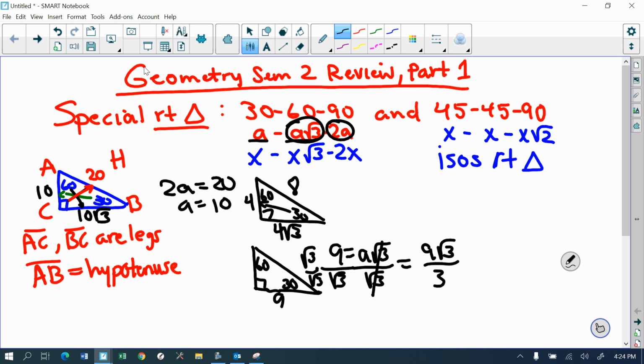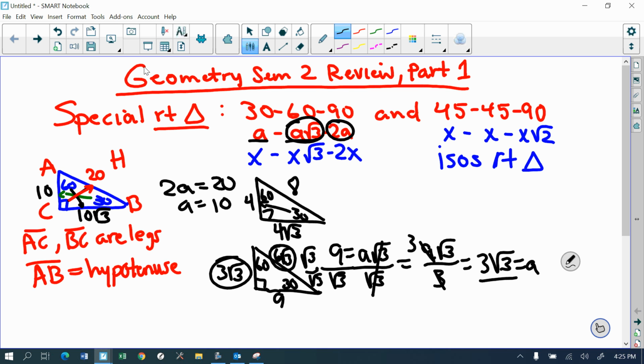You've got to remember from Algebra 1, root 3 times root 3 is 3. We've already gone over this earlier when we did our radicals. This is not simplified all the way. 9 divided by 3 cancels 3 times, so it's 3 root 3. That's what a equals, so I would put that on the a side. On the third degree side, 3 root 3. And then lastly, I take that third degree side and double it. So 3 times 2 is 6 root 3 for the hypotenuse. So I just filled in those other two sides right there.